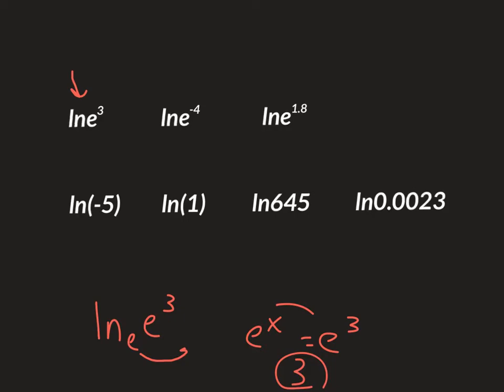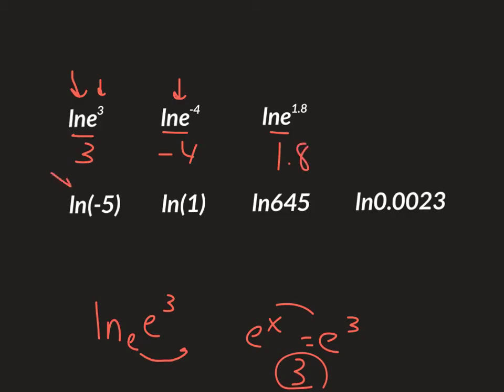So anytime you have a natural log and an e, I can't say this out loud, but they cancel. They don't really cancel. Really, it's just the exponent is the answer because it's asking you e to what power is e cubed. This one's asking you e to what power is e to the -4, a -4. This one's asking you e to what power is e to the 1.8, 1.8.